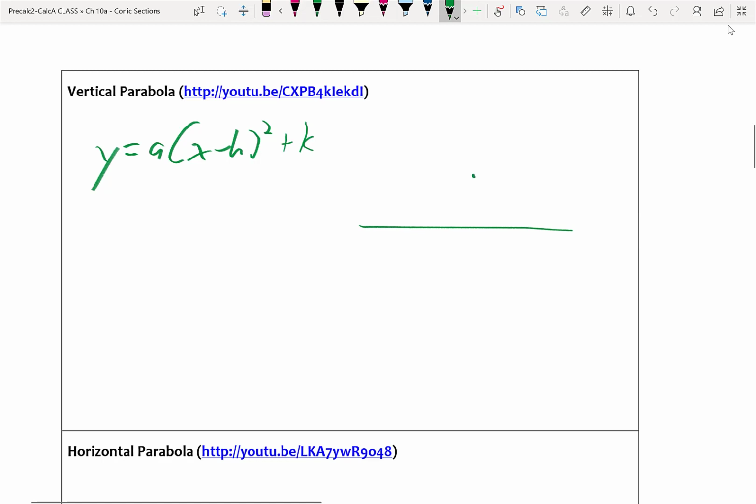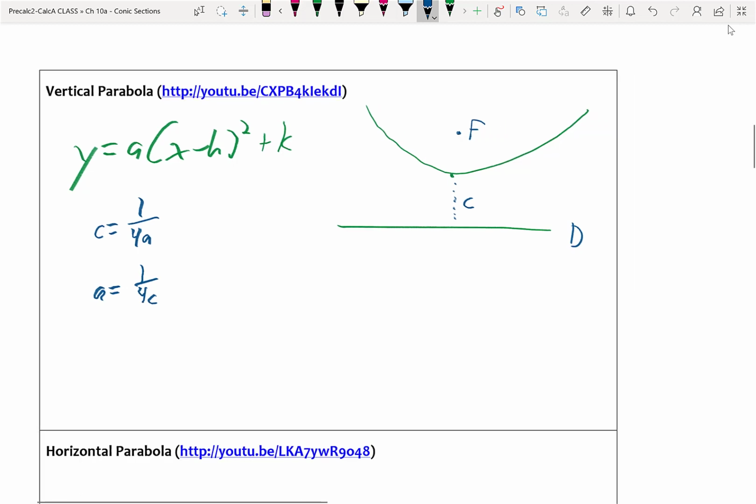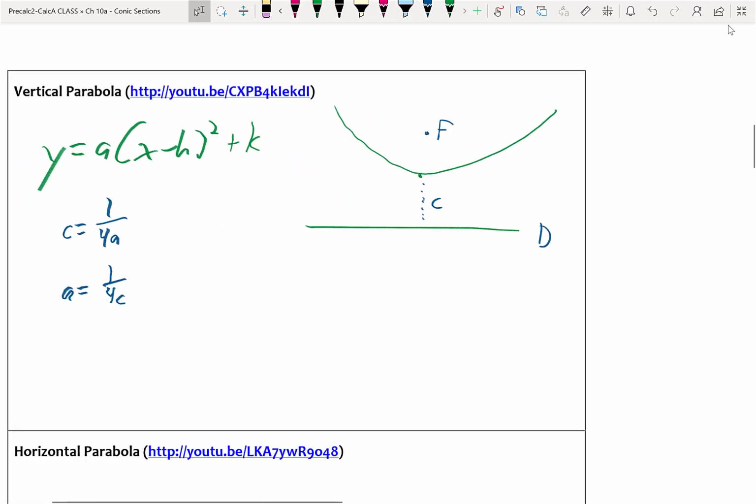But the idea behind the vertical parabola is you guys all did this, a times (x minus h) squared plus k, and that's fine. But what we're going to describe is this distance between the vertex, which lies right here, and two other places, this focus and this directrix. And this distance here we're going to label c. And that distance c has a value of 1 over 4a, which also means that a is 1 over 4c.